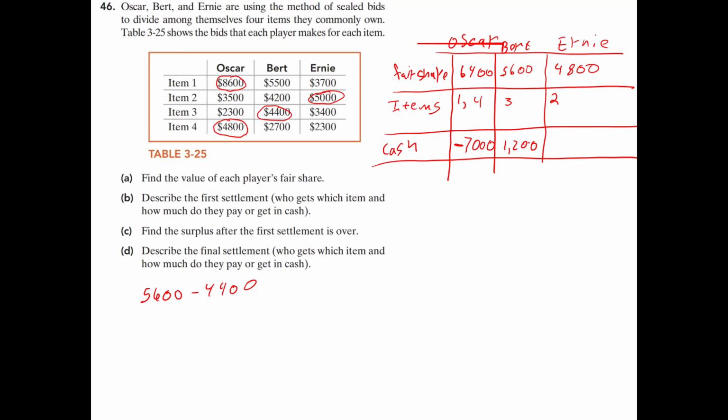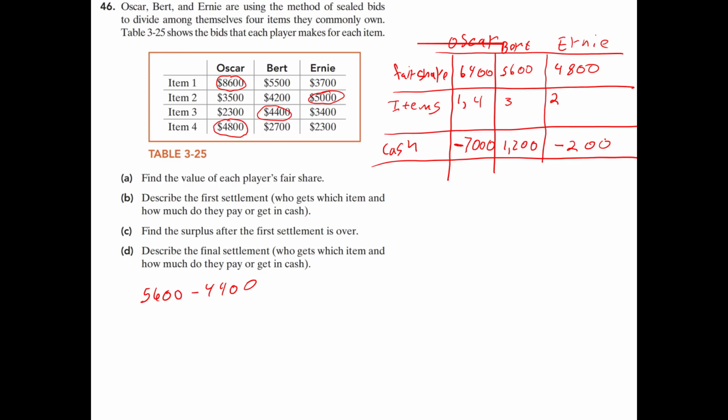And then we move on to Ernie. So Ernie gets item 2, but item 2 is only worth 5,000, and he thinks his fair share is 4,800. So you see, he made an extra 200, and so you get minus $200. He has to pay $200, right?